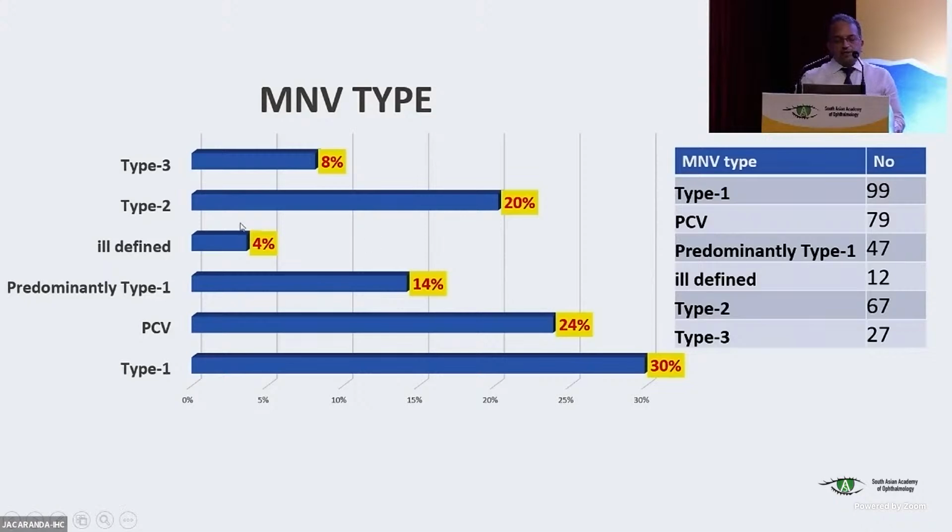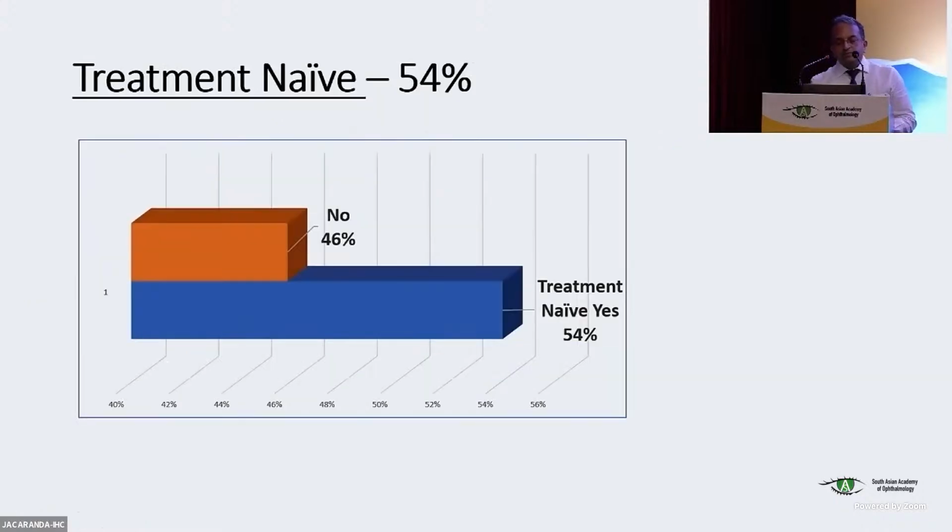Sometimes it was not well defined. So again, 4% were ill-defined macular neovascularizations, MNVs. This data actually came as a real surprise to us. Because most of us in the northern part, in our practices, we started using this drug mainly for previously treated patients who had high injection load. But this data came to us as a surprise that in our study, 54% eyes were actually treatment naive, which was a very interesting outcome of this study.